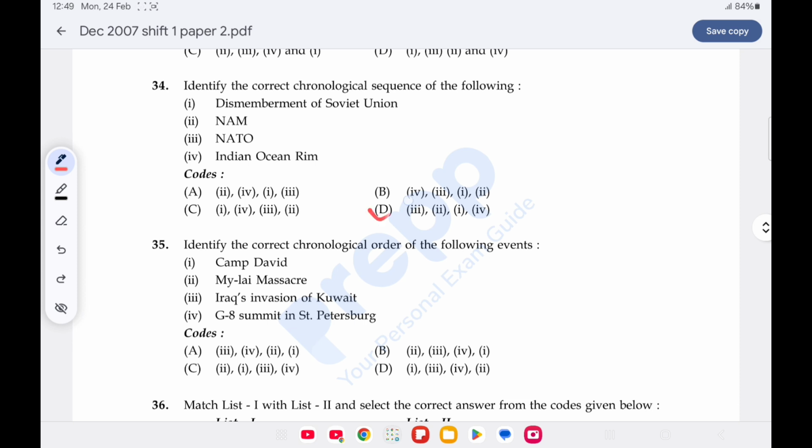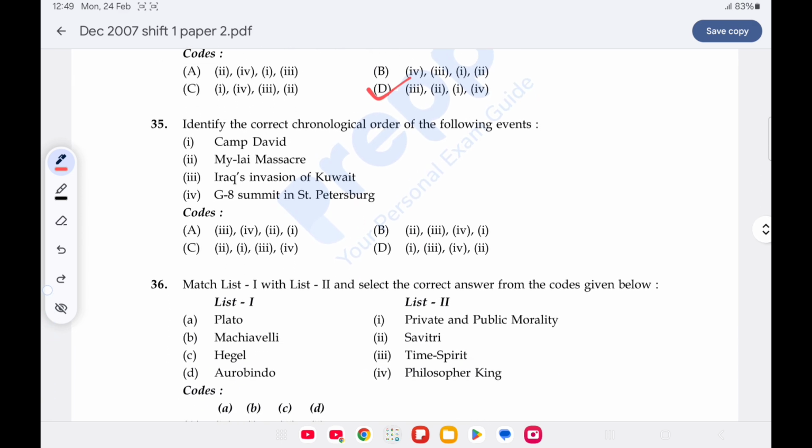Option D is correct. First is the NATO in 1949, then NAM in 1961, then dismemberment of Soviet Union in 1991, and the last is Indian Ocean Rim in 1997. Next question, question number 35.